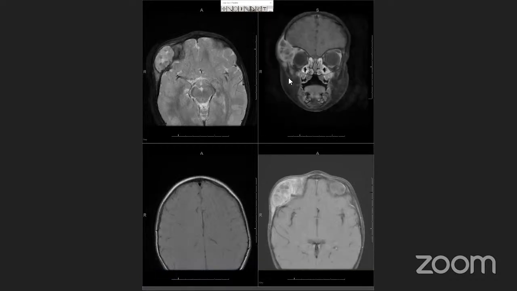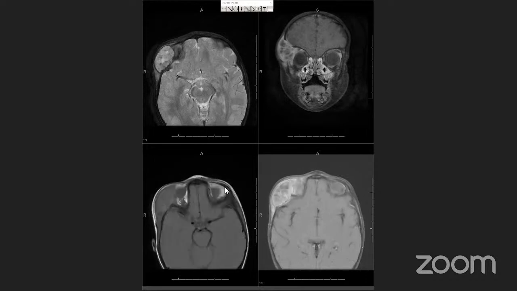So this is the same mass you were seeing on the CT. The code for this session is calcium score. Okay, so what you see is this mass that you saw on CT.